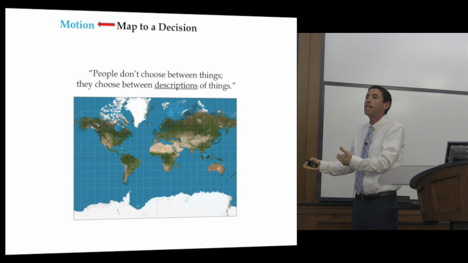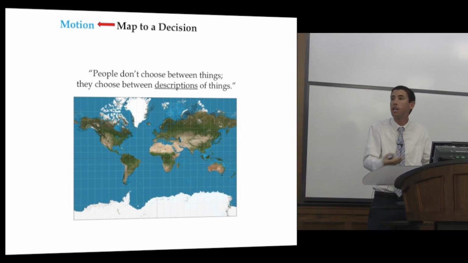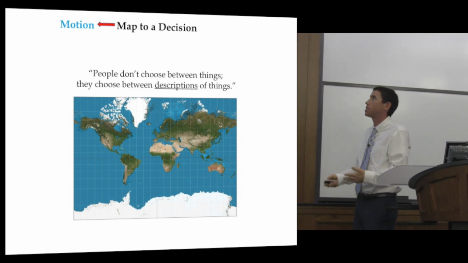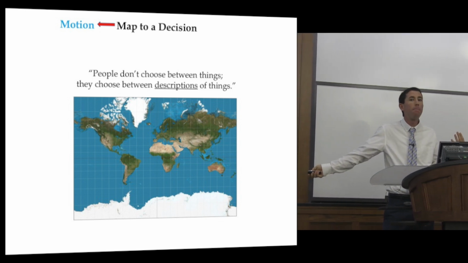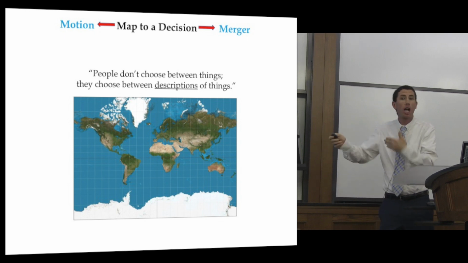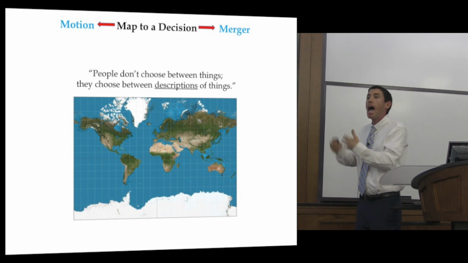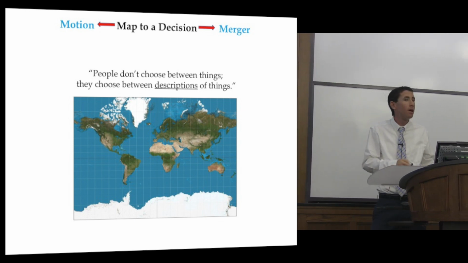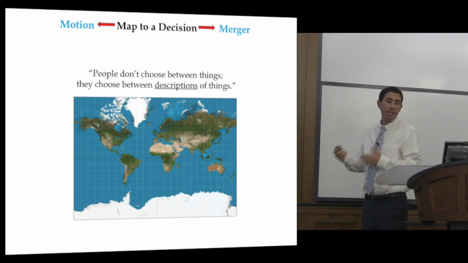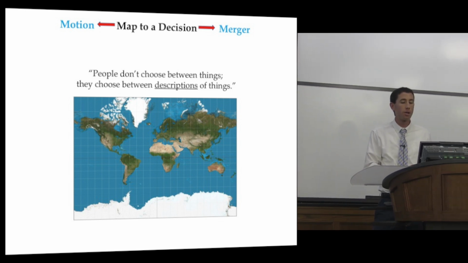And so your ability to describe your case in a persuasive way is really going to have a big effect on that decision. Think of it also with a merger. Your ability to describe how these companies are going to come together or not is really going to affect how people, particularly the board, might be making a decision. They're not choosing between things, they're choosing between descriptions of things.